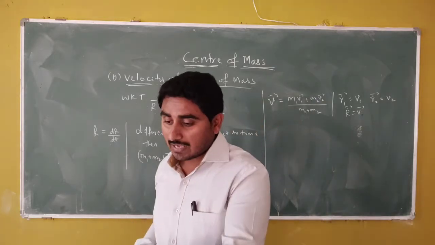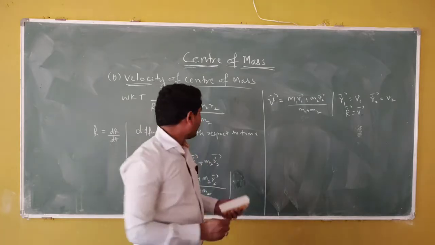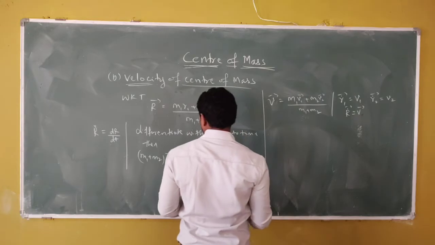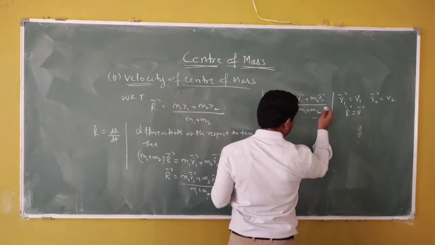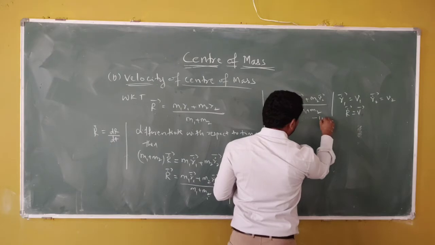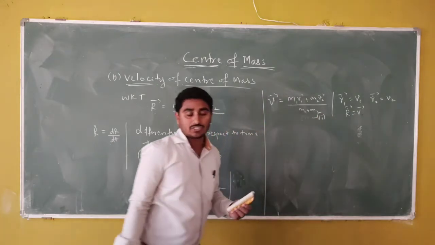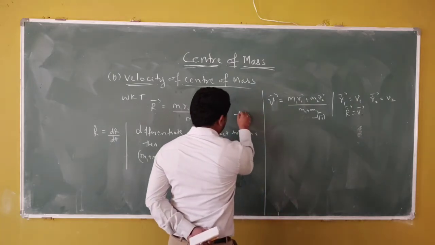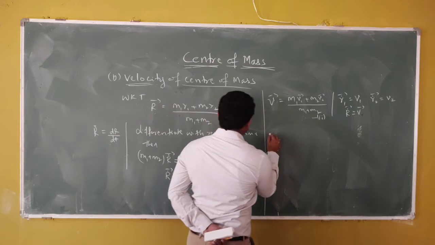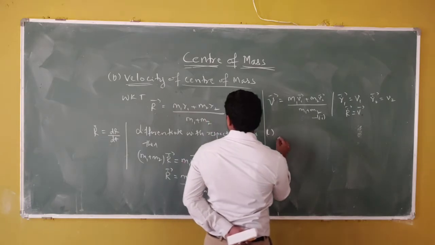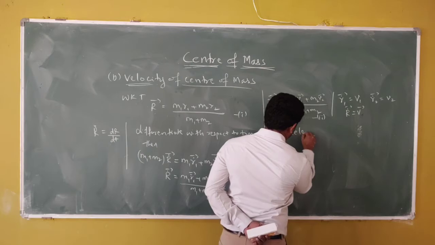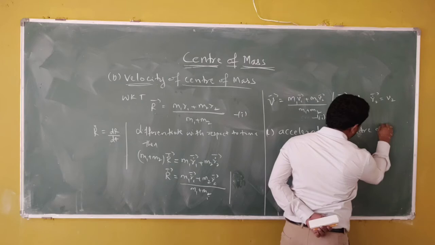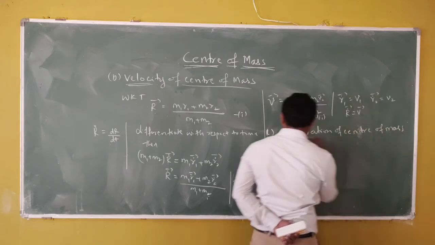And next is the acceleration of the center of mass. How are we going to find the acceleration of the center of mass? The previous one is equation number 1, and this one we take as equation number 2. Then next is the acceleration of the center of mass.